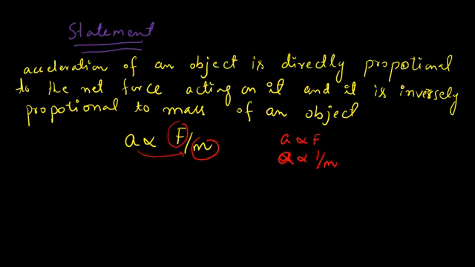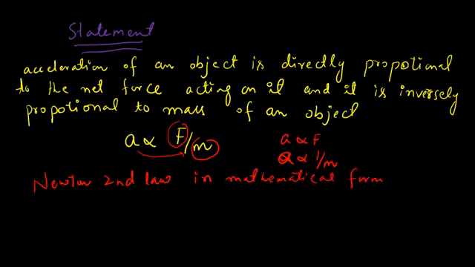So now we can write Newton's second law in mathematical form. Newton's second law of motion in mathematical form. So we are ready to write it in the mathematical form. So what will be the mathematical form of Newton's second law? In mathematical form, we can say that the resultant force, here the summation of F, represents the resultant force.